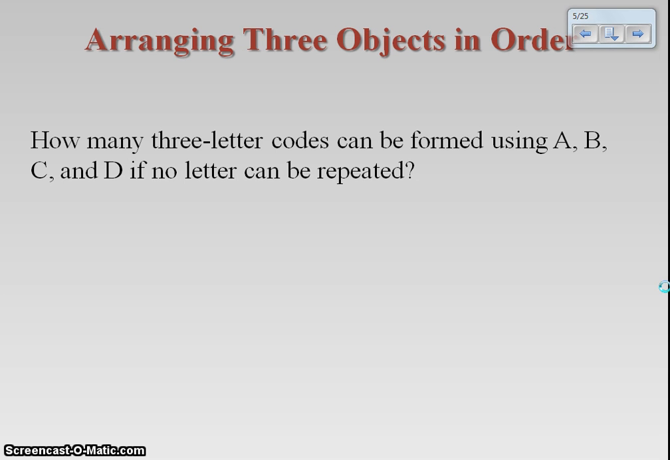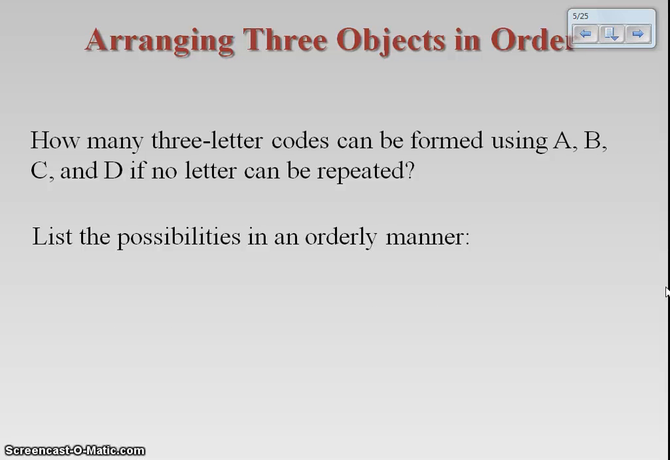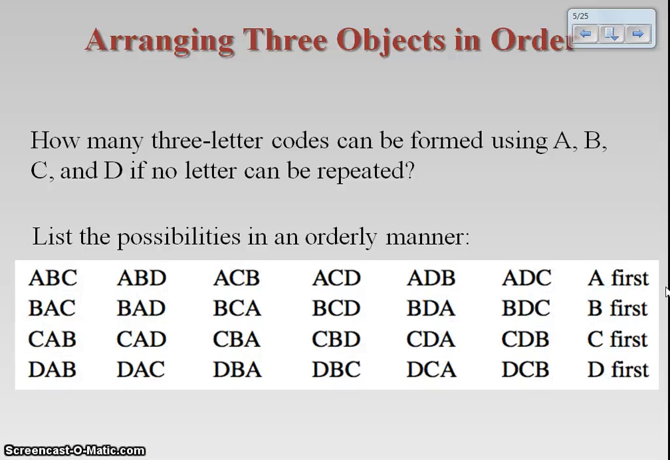All right, next problem. How many 3-letter codes can be formed using the letters A, B, C, and D? And again, if you want to try this one on your own, go ahead and pause the video. Well, there's several ways to approach this problem. Again, just like I did on the last problem, I can start out by listing things in a very orderly manner. So, for instance, I could start out with A first. If I start with A first, that could be followed by BC, or BD, or CB, or CD, or DB, or DC. Or I could start out with a B first, or C first, or D first.